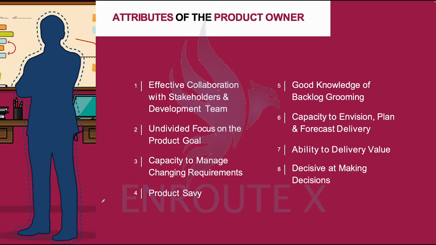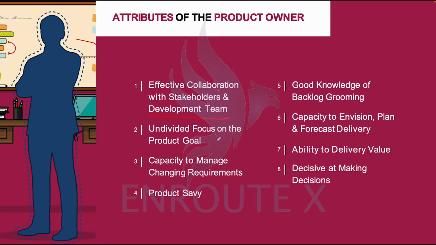Number one, effective collaboration with stakeholders and the development team. So we know that the product owner serves as the communication link, or the gap, or the essential role between the stakeholders and the Scrum team. Of course, he is a part of the Scrum team also. That's why we make reference here to the development team. The development team makes reference to the developers, right? So the product owner must have effective collaboration skills.